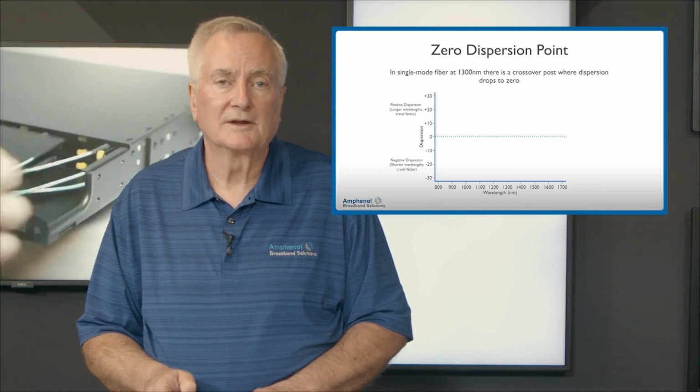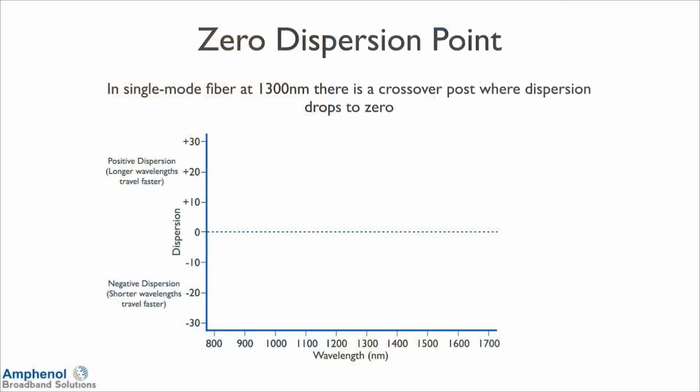Up on the left, on the top, this is where we have positive dispersion. This is where the longer wavelengths travel faster. Down at the bottom, this is where we have negative dispersion. This is where the shorter wavelengths travel faster.